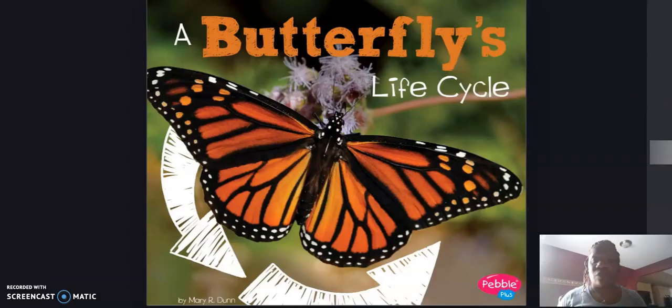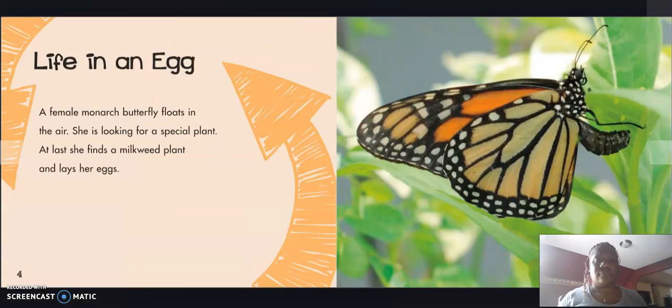We're not reading the words, we're only looking at the pictures. And the name of the book is A Butterfly's Life Cycle. Make sure you're looking at everything. Cycle is something that goes around. Look at this. Life in an egg. What could this picture be talking about? Pause the video and write.